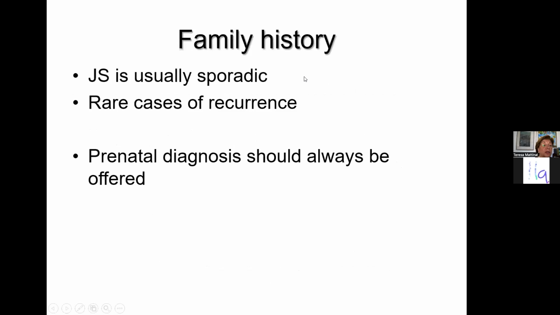The family history of Jacobsen syndrome is usually negative. Jacobsen syndrome is usually a single case. There are rare cases of recurrence. But anyway, if a family has had Jacobsen syndrome, prenatal diagnosis should be offered.